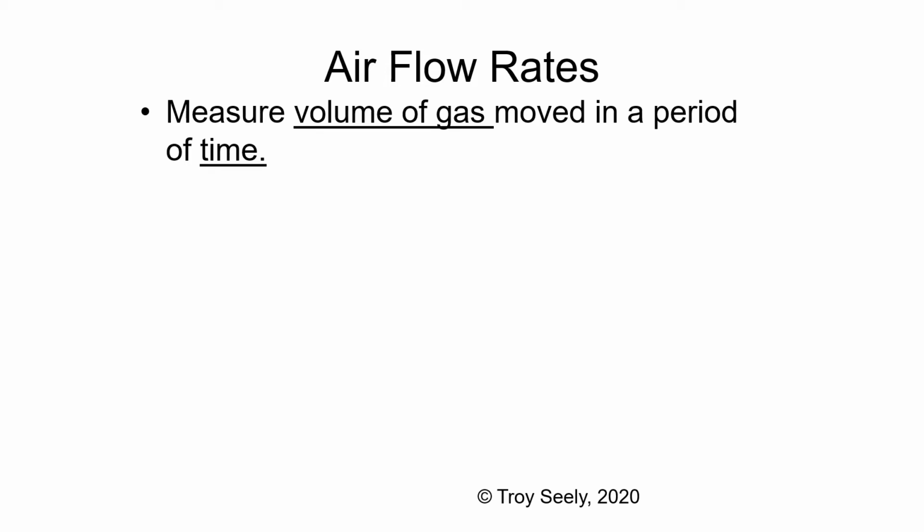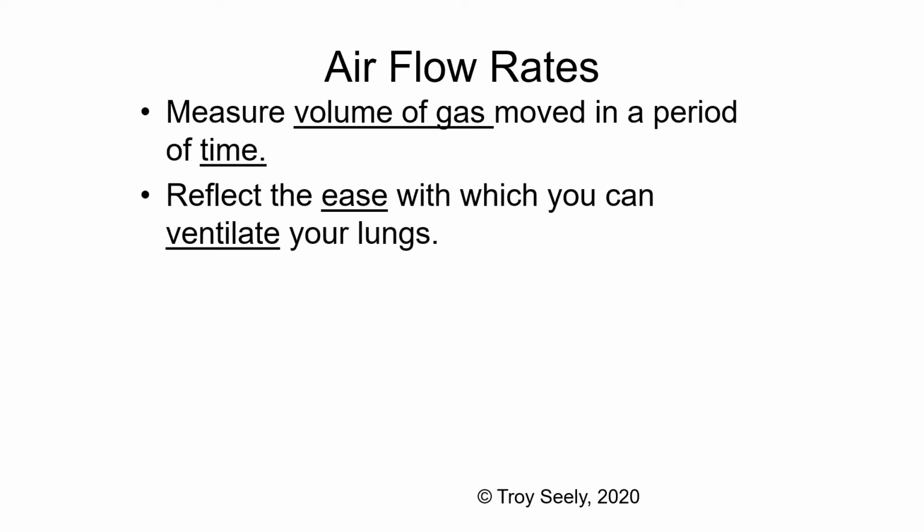So as we've discussed on a couple of occasions, we can measure the flow of air that goes through and out from the lungs. So if we were to measure the flow rates, we're measuring the volume of gas, in this case air, arguably oxygen in, carbon dioxide out, that's moved in a period of time. And if we measure the amount of gas that's moved in that period of time in and out of the lungs, we're using that as a reflection of the ease with which you can ventilate your lungs, or get air within the lung and out of the lung.